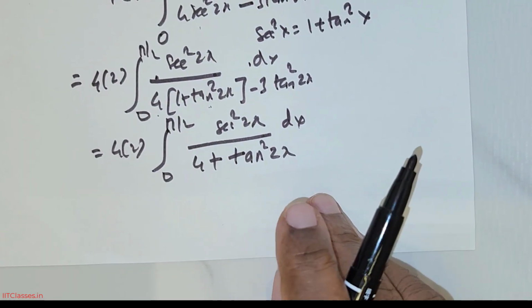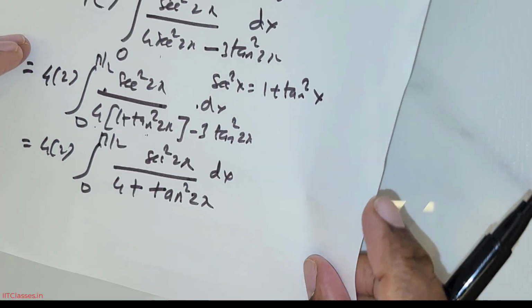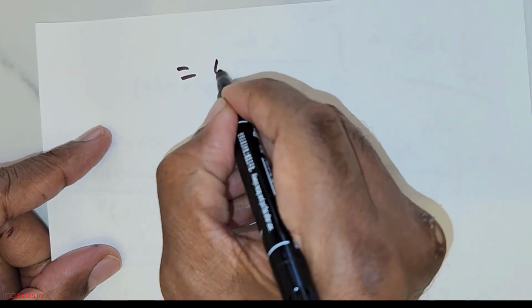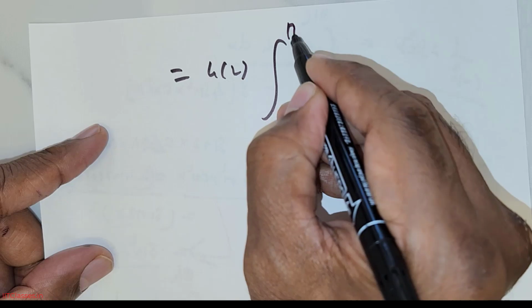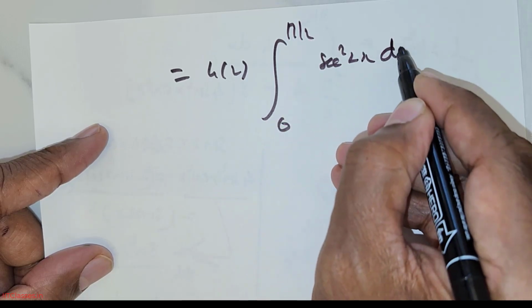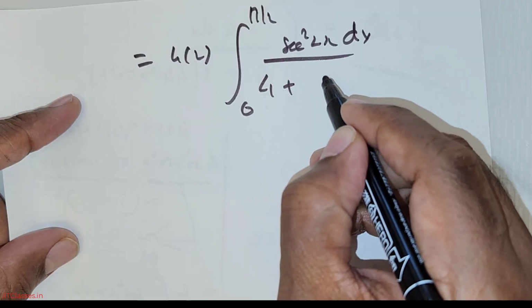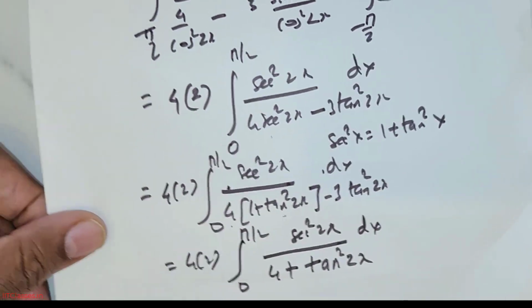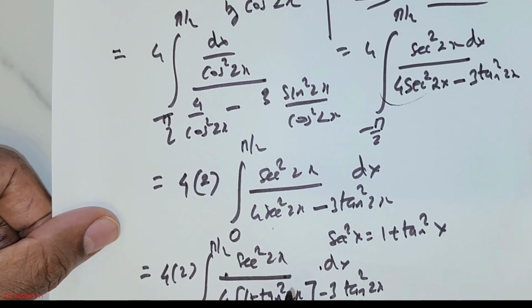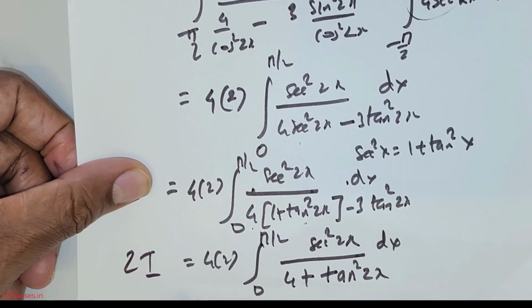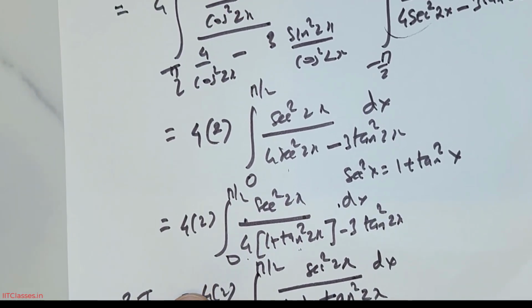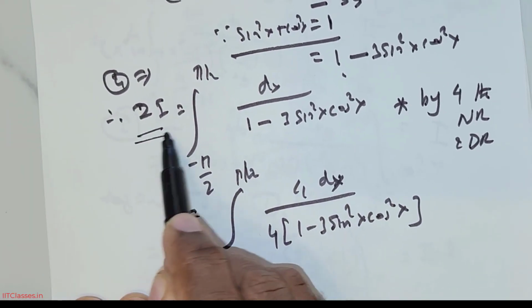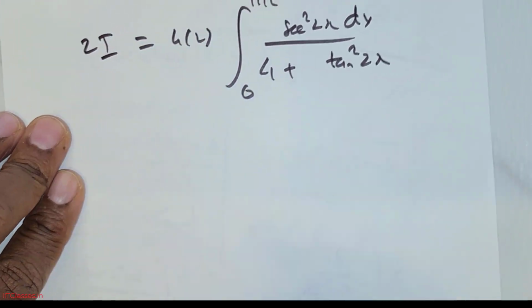So now what I wish to do is I will have to make the following substitution. So 4 times or 2 times integral 0 to pi over 2 secant squared 2x dx divided by 4 plus tan squared 2x. So this is exactly what we have, and on the left we have 2 times I, right? So 2 times I is actually following us from here. Okay. So we have 2 times I.